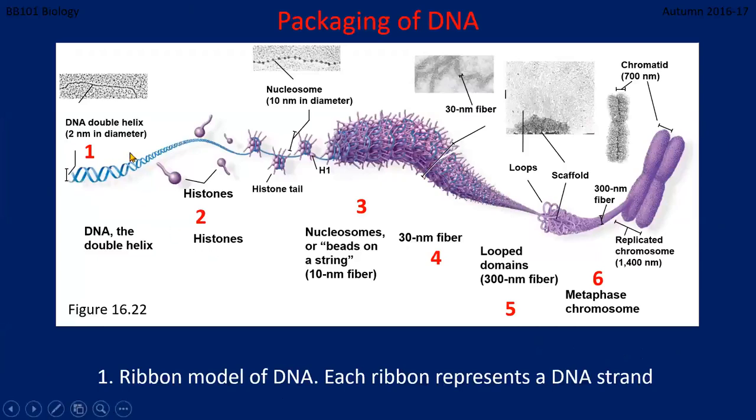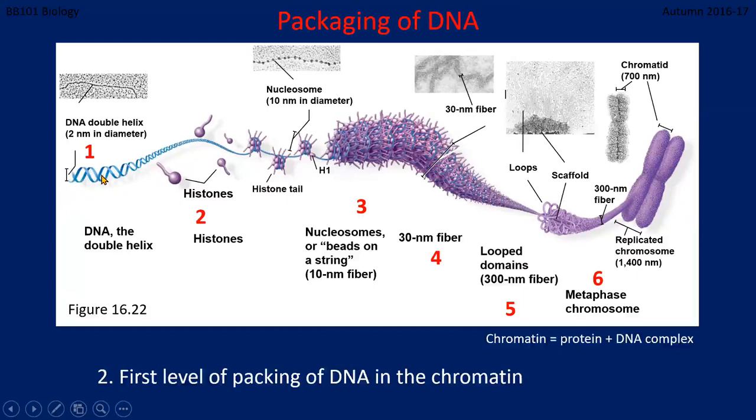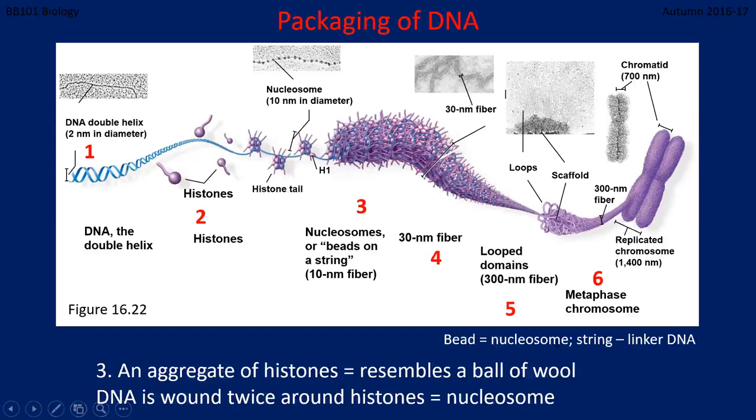Now, when we think about the organization of the DNA into the chromosome, this is how it looks. On the first level, you have the ribbon model, which is a double helical structure with a width of 2 nanometer. One helical turn has 10 base pairs, which is 3.4 nanometer. The first packing of DNA is due to chromatin, where some proteins are involved, and those proteins are histones.